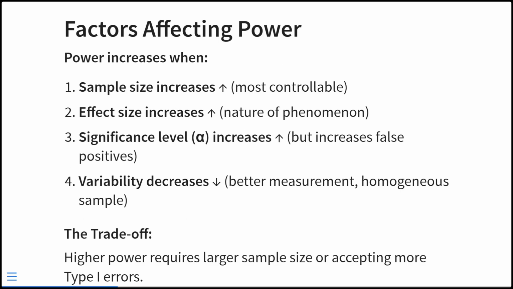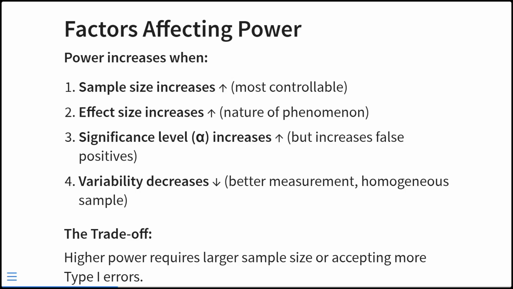What are the factors that affect power? Power increases when your sample size increases, which is usually the most controllable factor. When your effect size increases, your power is also likely to increase. When the significance level increases, your power is also likely to increase, but it increases your chance of a false positive. That's your chance of committing a type 1 error, which is rejecting the null hypothesis when it's actually true. Power also increases when variability in your data decreases, through better measurements or a homogeneous sample.